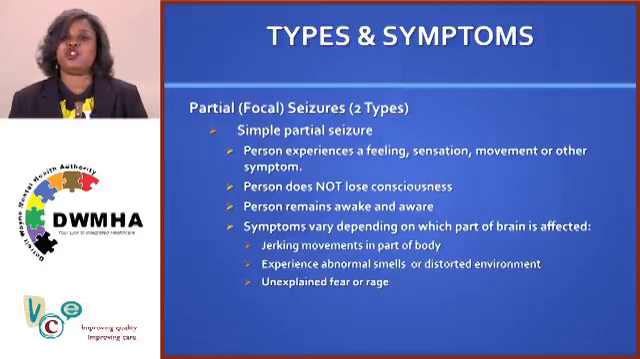They may experience jerking movements in part of the body, experience abnormal smells or a distorted environment, unexplained fear or rage. The person may have what they call an aura, where they may smell flowers. They may see spots or dots. This is usually the preface to a seizure.